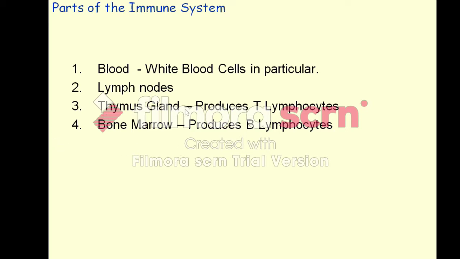Third is thymus gland, which produces the T lymphocytes, and fourth is bone marrow, which produces the B lymphocytes, which I talked about.